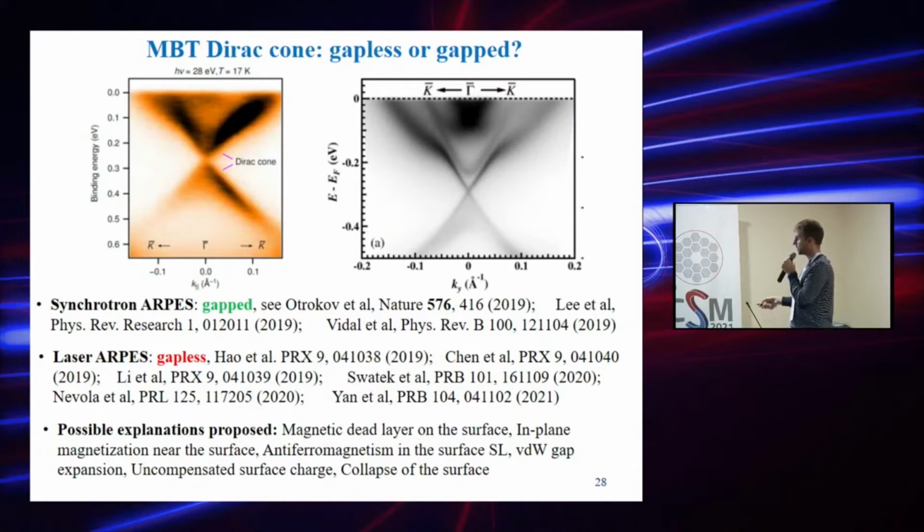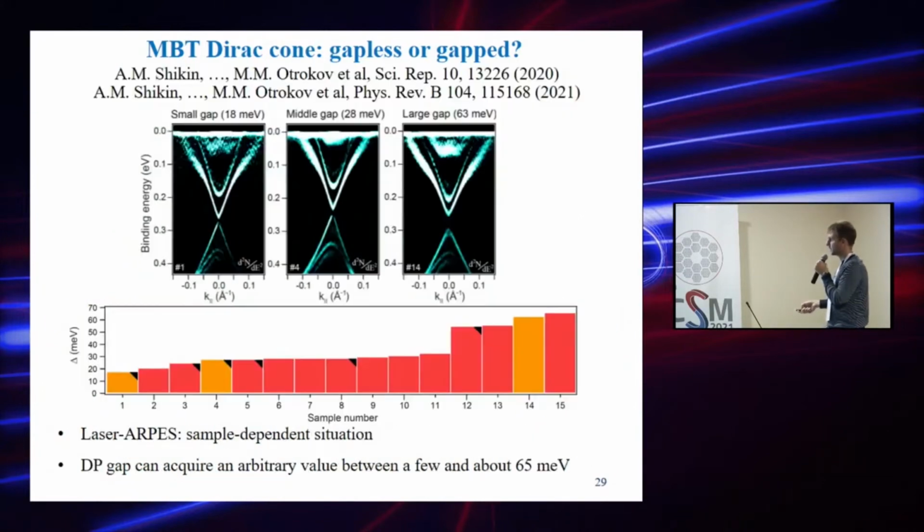So in relation to all of this, I would like to tell a number of things. First of all, even with laser ARPES, you can have a gapped Dirac cone, as shown by the extensive study by Alexander Shikin's group from St. Petersburg. You have here 15 samples of MBT grown by different chemist groups. Each triangle means a different chemist group. Basically, the conclusion is that you can have any value of the gap, from 0 up to 65. So the cone is not always gapless. It depends on the sample.